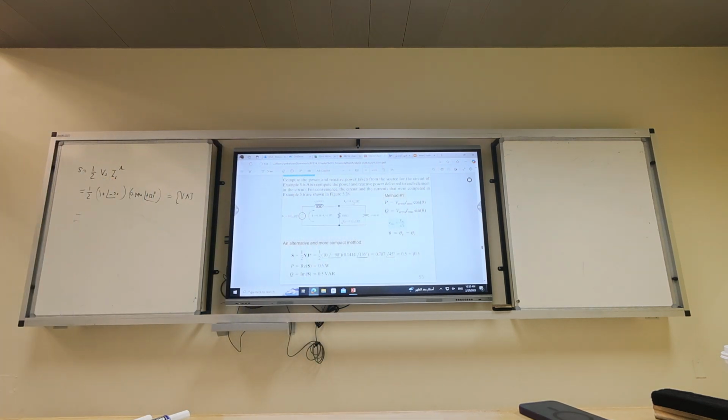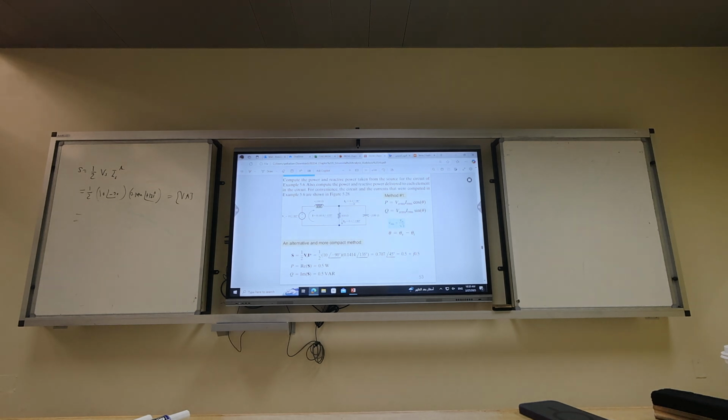The calculator has a complex function. For example, if you have 5 angle 30, you hit shift 2 and then conjugate, option 2, which gives 5 angle minus 30. What did we put before? 5 angle 30, and this is its conjugate. So you can calculate the conjugate by calculator: shift 2, option 2.